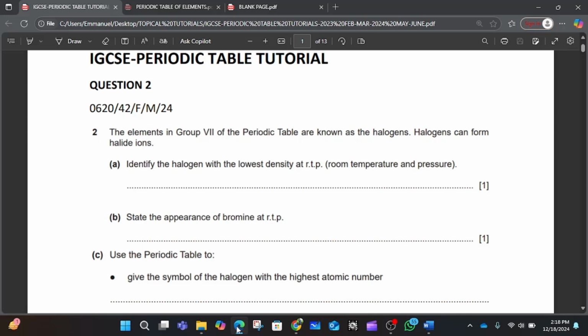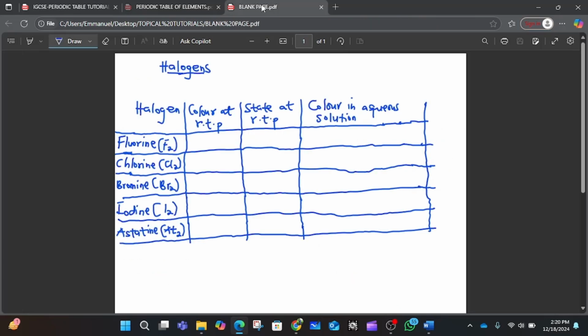Hello, in today's video, I'll be solving questions on the topic periodic table under IGCSE Chemistry. Before we delve into the questions, I want us to look at the color and state of the halogens at room temperature and pressure and in aqueous solutions. So I have created this table purposely for that.